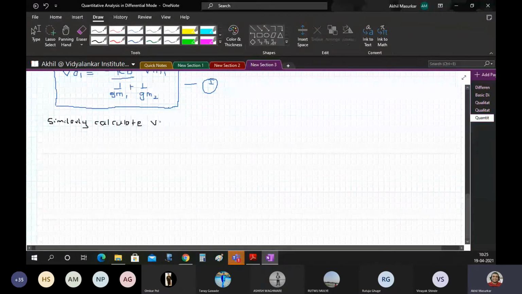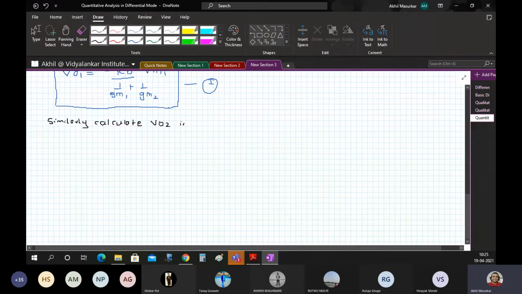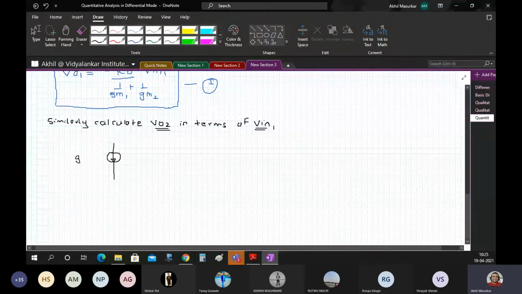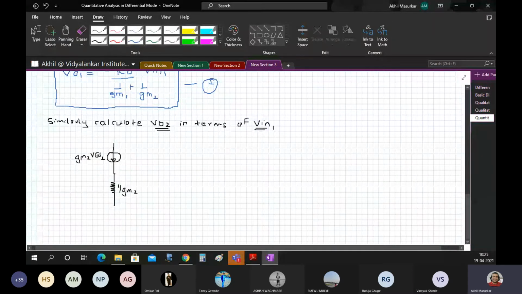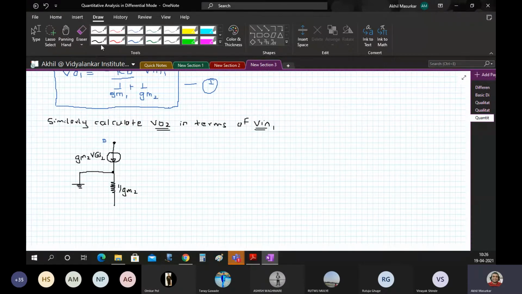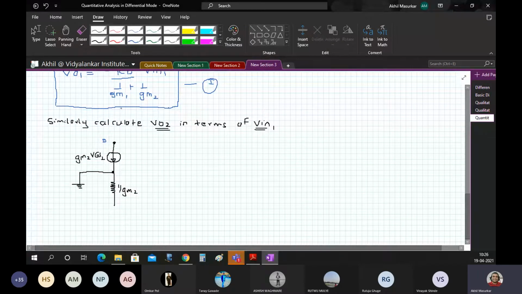For this, the circuit would be, I will start from the M2 side. First I am drawing transistor M2, with the current source GM2 VGS2, then 1 by GM2, and this is node X. As you know, the gate of M2 is connected to ground. This is the drain of M2, and between the drain of M2 and VDD, which is AC ground, there is RD. I am writing RD here, and here we have V02.